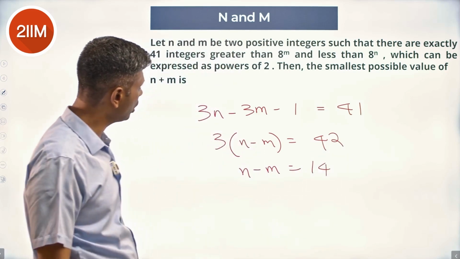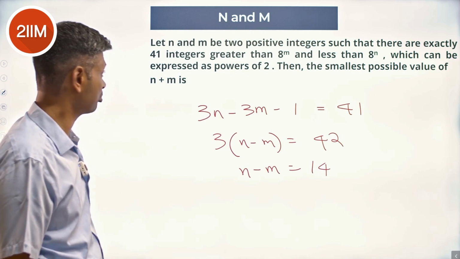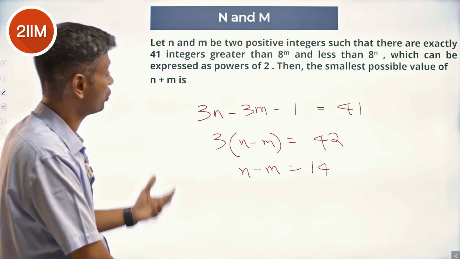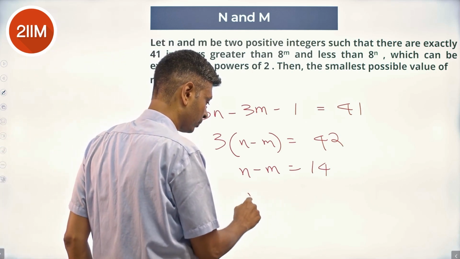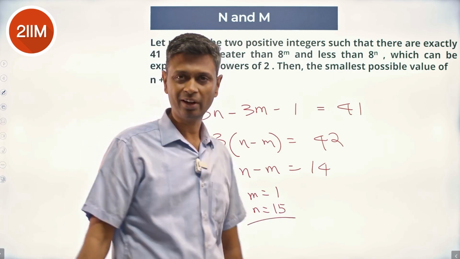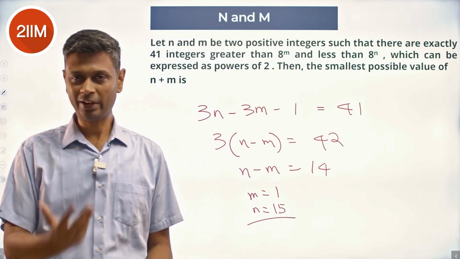What are the smallest values of m plus n? N minus m is 14. All we need is m and n to be two positive integers, so m could be 1, in which case n is 15, 1 plus 15, 16. Done. Once we find the difference, plugging it in is far simpler.